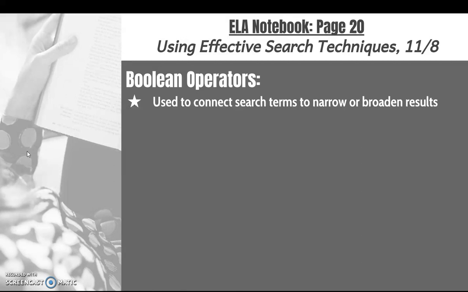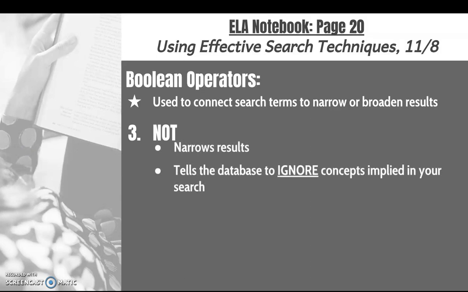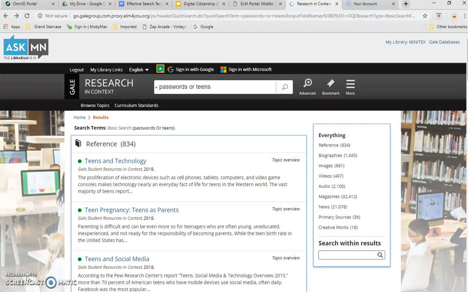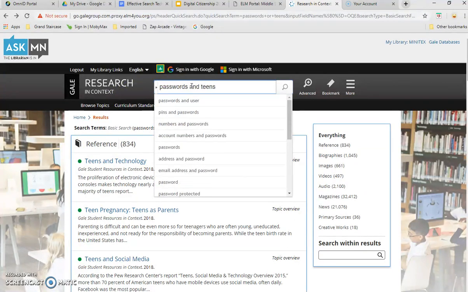The third and final Boolean operator I'm going to share with you today is the word not. Like and, not is used to narrow results, and not tells a database to ignore certain concepts that might be implied in your search. Let me show you what I mean. So let me just hop back to my search results where I used the Boolean operator or. As I discovered, that's not going to be very effective to me because it gives me too much, so I'm going to change it back to and.